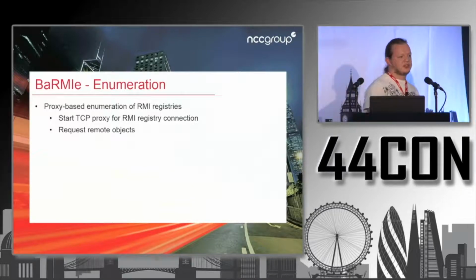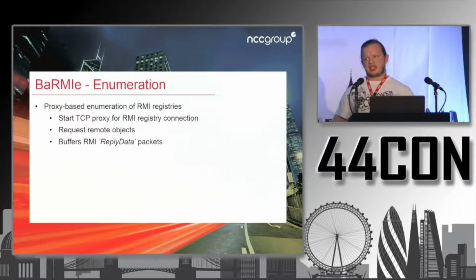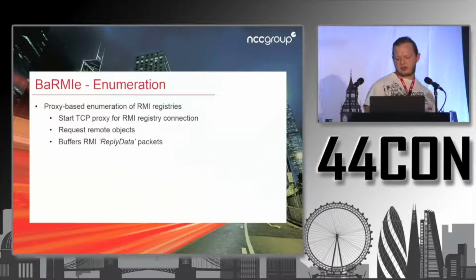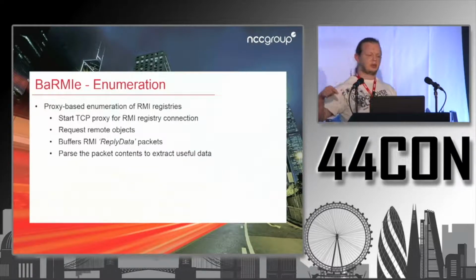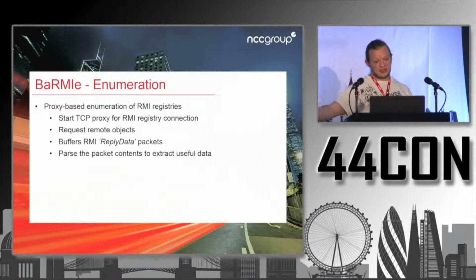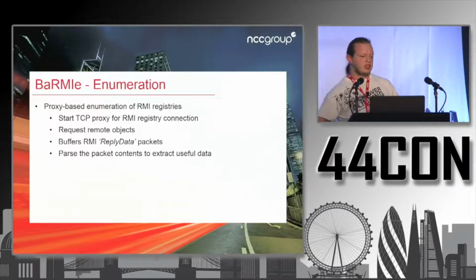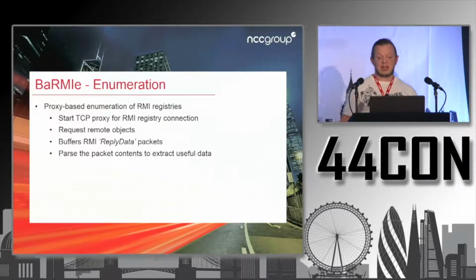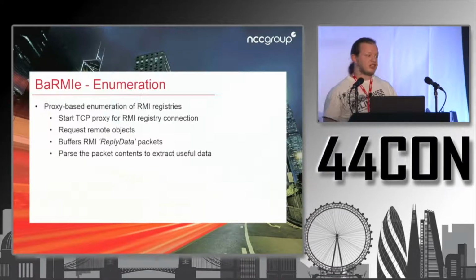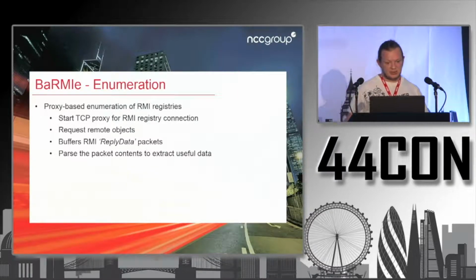We then get a list of objects that are exposed through that registry, and we start requesting them one by one. When the data comes back from those requests, sometimes there was quite a lot of data that came back for a single object, so we buffer that data. And when the call to registry.lookup returns, we grab everything that's in the buffer, and we parse that and extract useful data. So the class names of the remote object, the IP address where it sits.